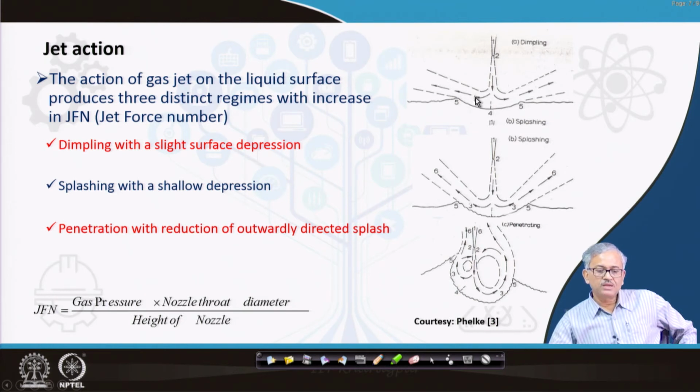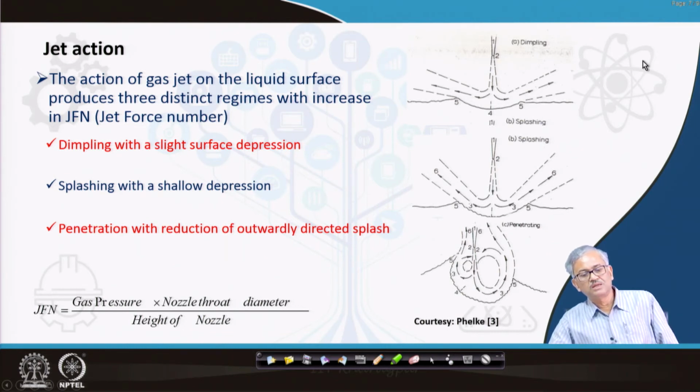Here the liquid droplets are ejecting at a very small angle to the horizontal, and then the droplets can directly hit the refractory wall. In the splashing case, they move a little off compared to that, and they will go through the slag phase and may be damped there in the slag phase.